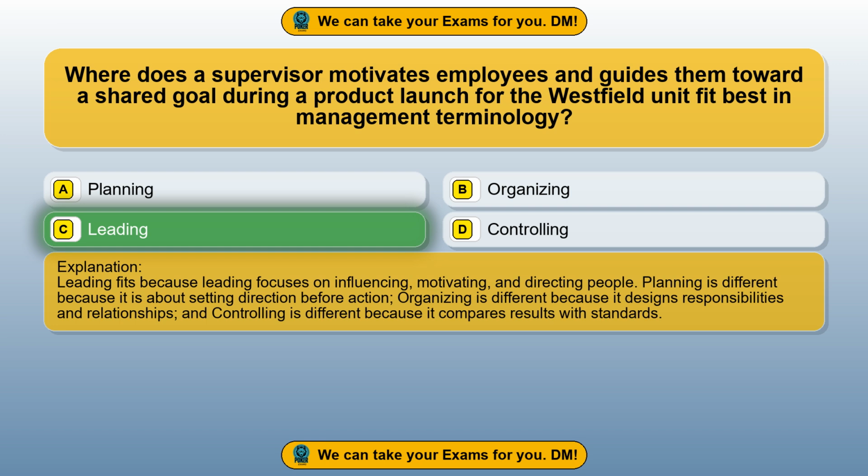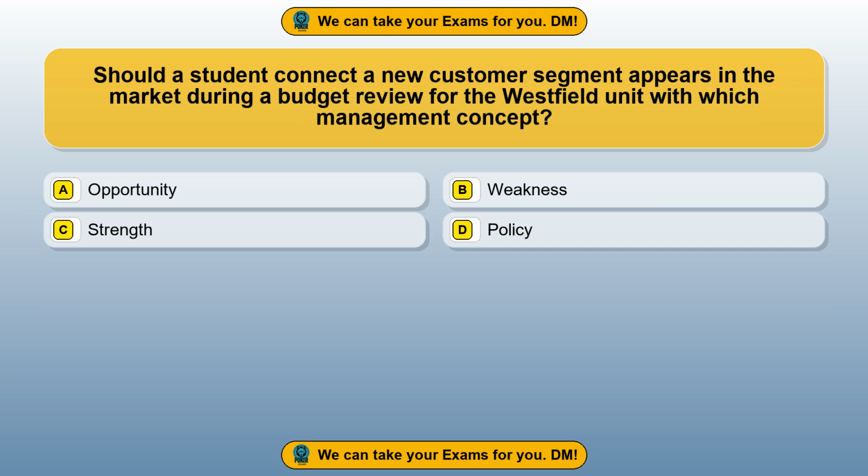Planning is different because it is about setting direction before action. Organizing is different because it designs responsibilities and relationships, and controlling is different because it compares results with standards. Question 99. Should a student connect a new customer segment appears in the market during a budget review for the Westfield unit with which management concept?